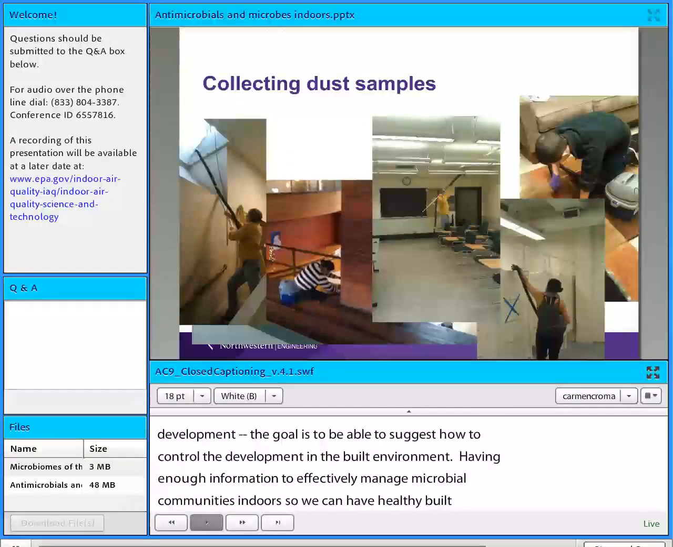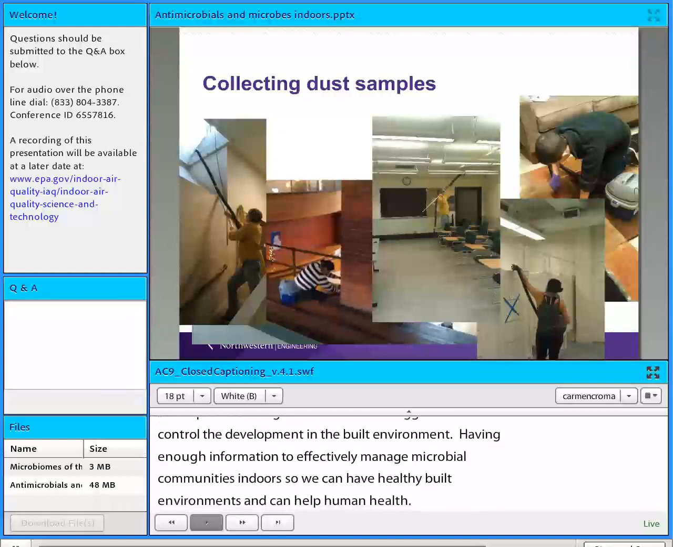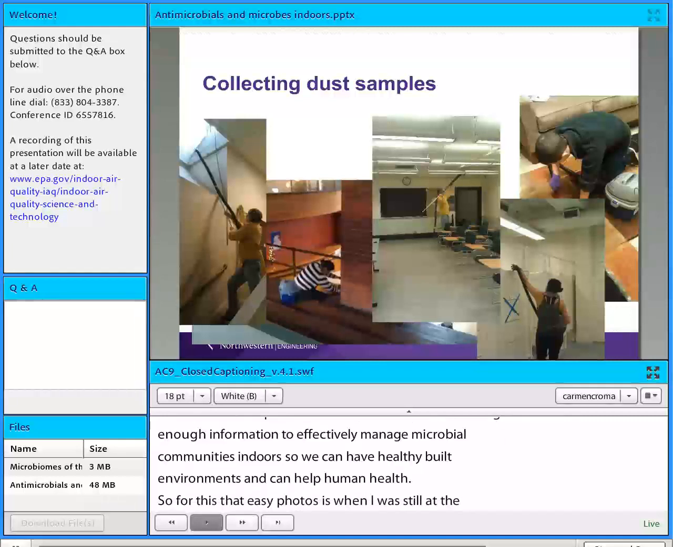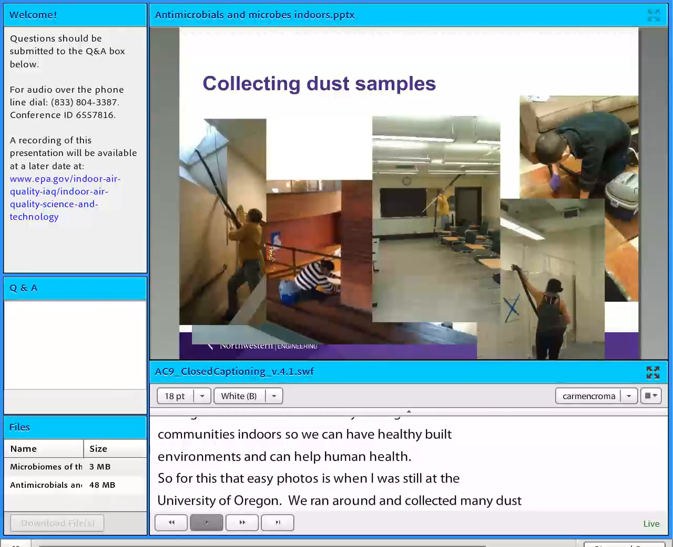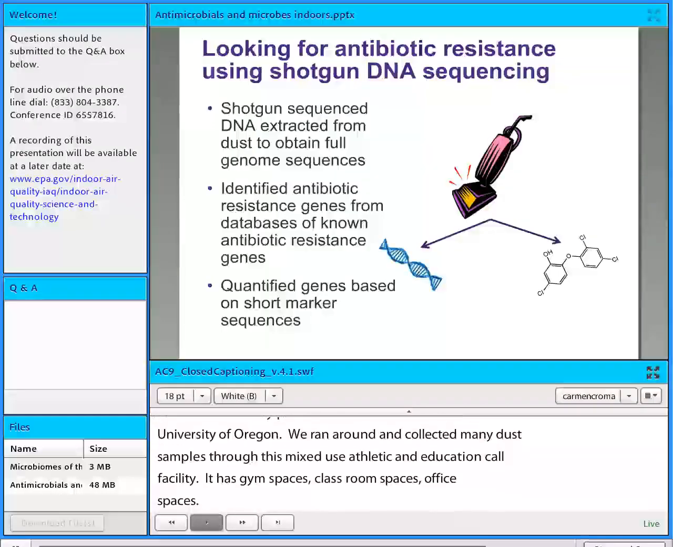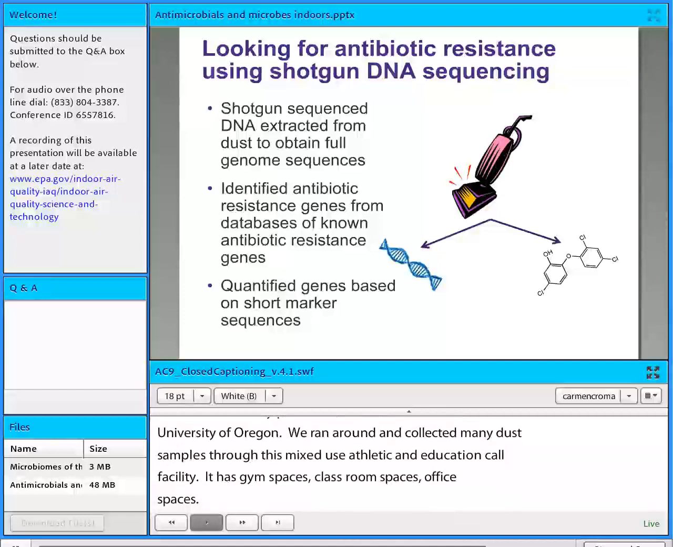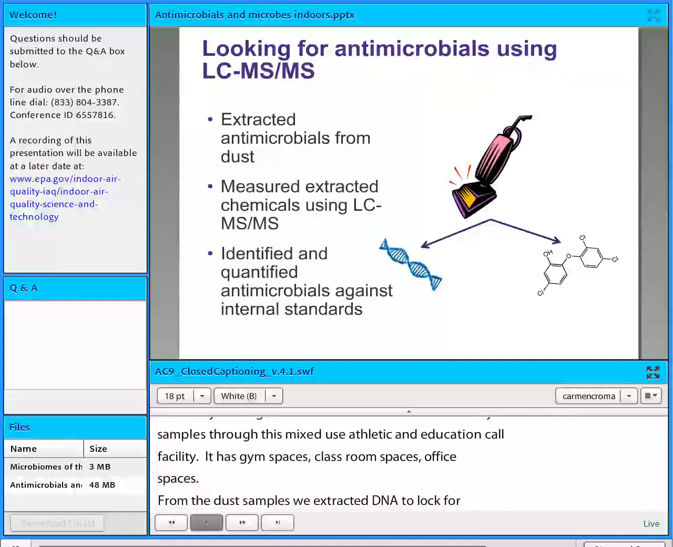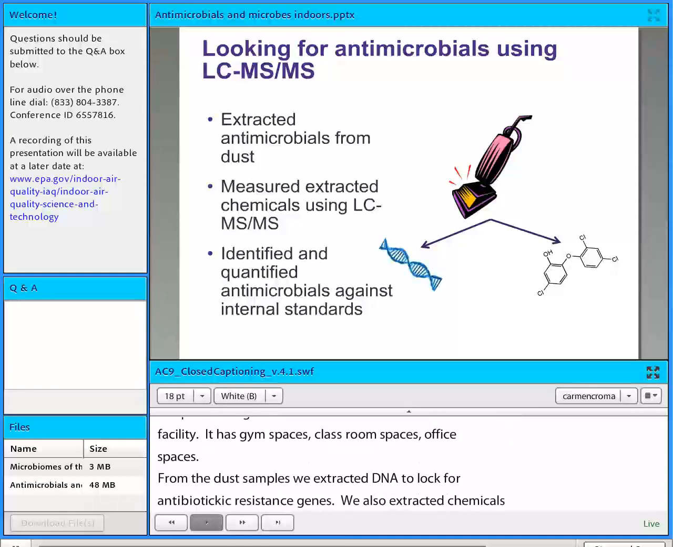So for this study, these photos are from when I was still at the University of Oregon. We ran around and collected a bunch of dust samples throughout this mixed-use athletic and educational facility. So this is a giant building that has both gym spaces, classroom spaces, office spaces. And from the dust samples, we extracted DNA to look for antibiotic resistance genes, and we also extracted chemicals to look for triclosan. We also looked for triclocarban and a handful of other antimicrobials known as parabens. And again, I'm going to focus on triclosan right now.